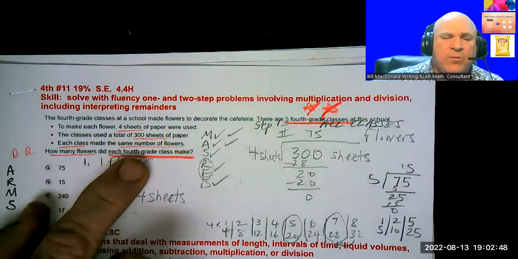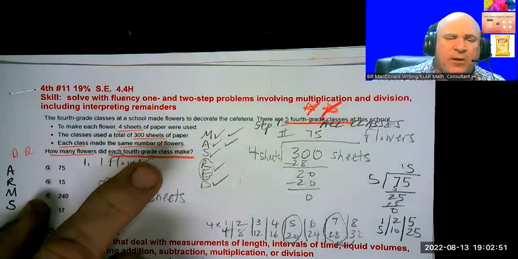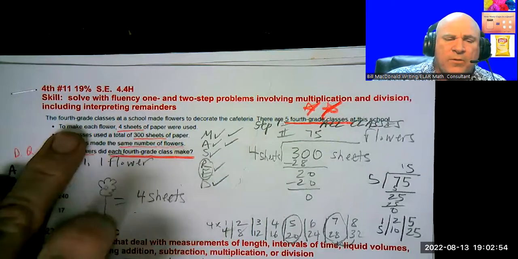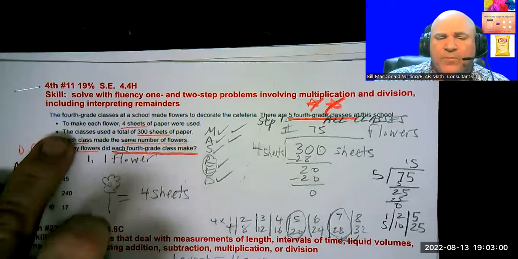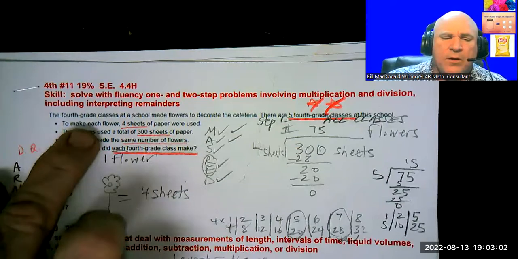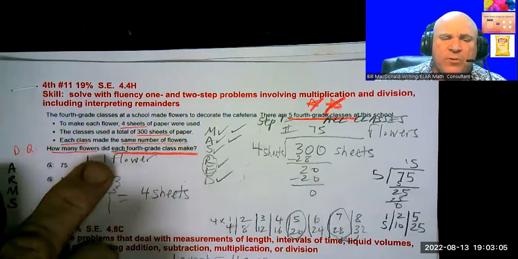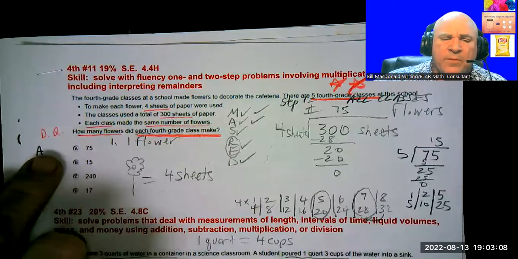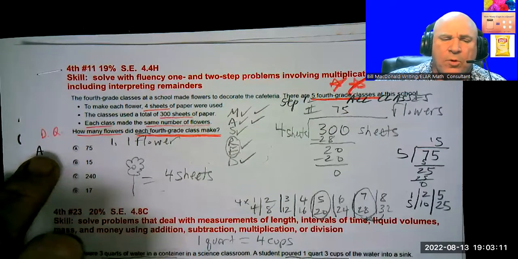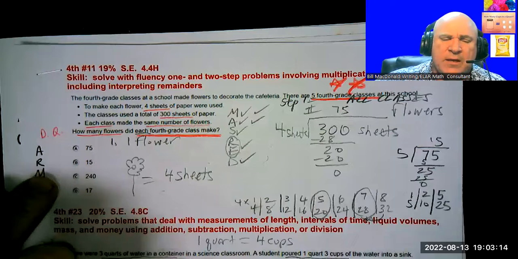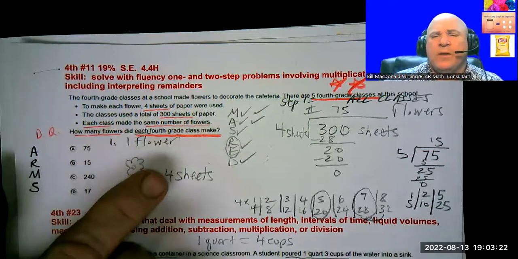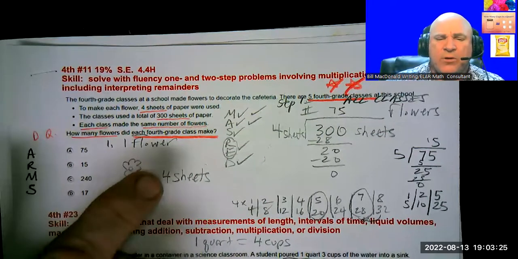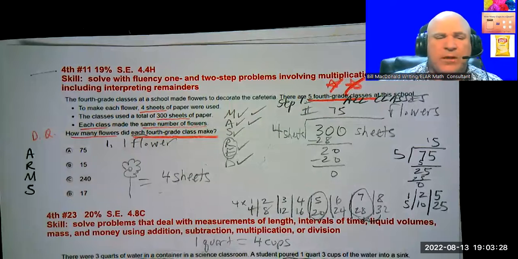So let's see what they give us in the bullets as we follow the yellow brick road. Follow the dot paths. To make each flower, 4 sheets of paper were used. So I use my fingers to do something that I call artist remember more setting. So I'm going to use the senses to draw a picture. There's a flower, and it's going to take 4 sheets. So in my picture up there, one of those flowers took 4 sheets to make. That's what they told me in the first bullet.